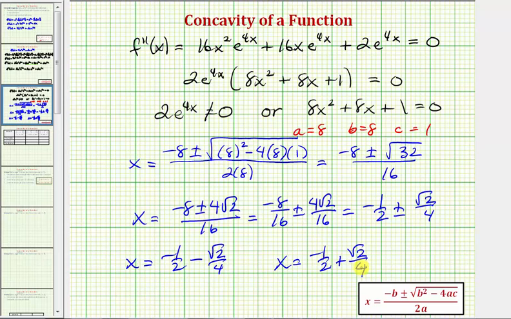So now we're going to divide the domain of the original function, which is all real numbers, into 3 intervals using these x values. When we do this, though, it'll be helpful to have decimal approximations. So negative 1/2 minus square root 2 divided by 4 is approximately negative 0.8536. And negative 1/2 plus square root 2 divided by 4 is approximately negative 0.1464.